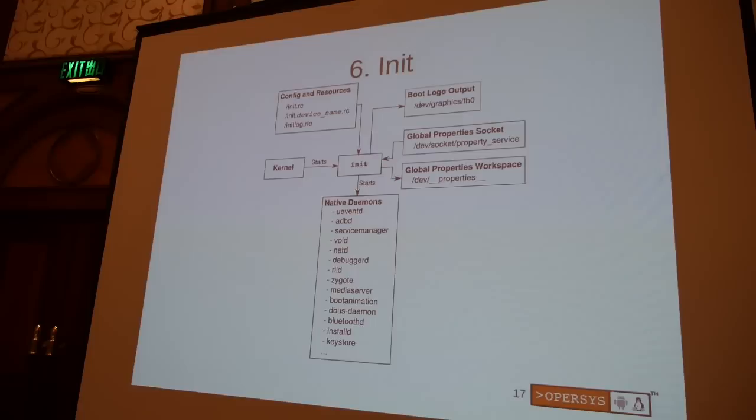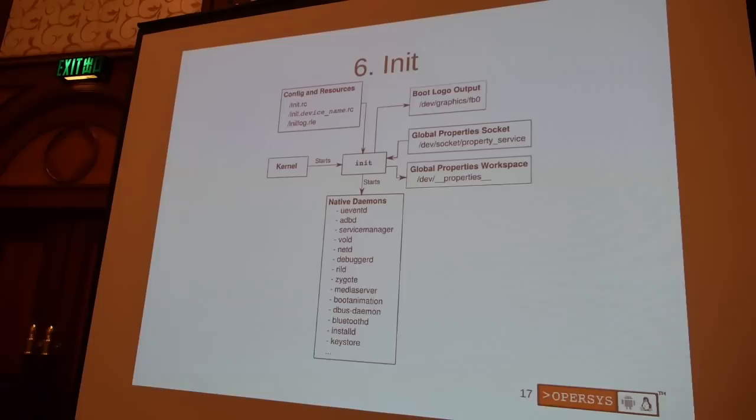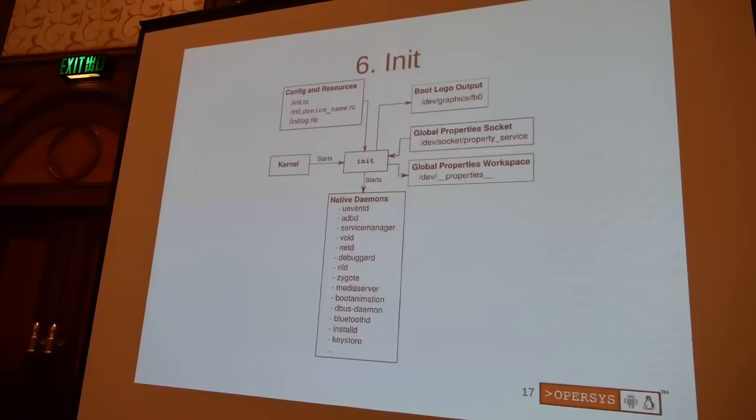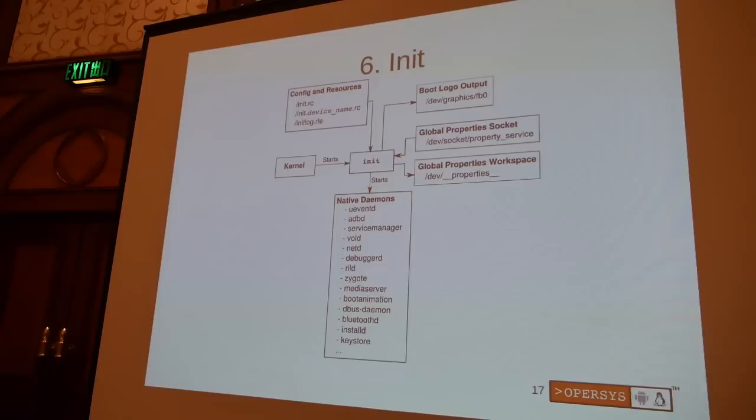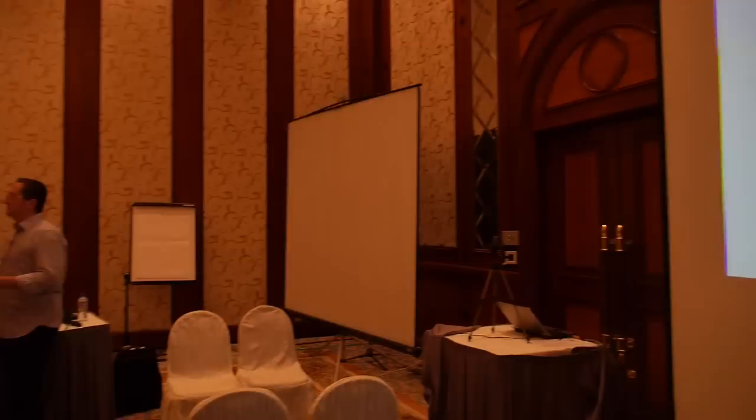The latter is not visible. If you do an ls in slash dev, it's not there. It's a little bit of a long explanation, but let's just say they create the file, memory map it, and then delete it. Since it's memory mapped they can continue using it and pass it on to the child processes and so on. We can talk about that later if you want. Anyway, the most important thing here is it gets configuration files and starts a whole bunch of native daemons.